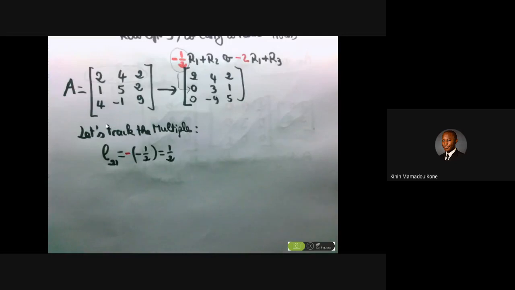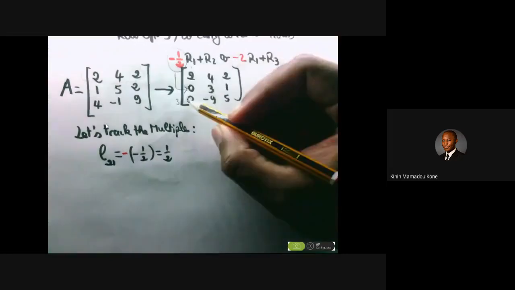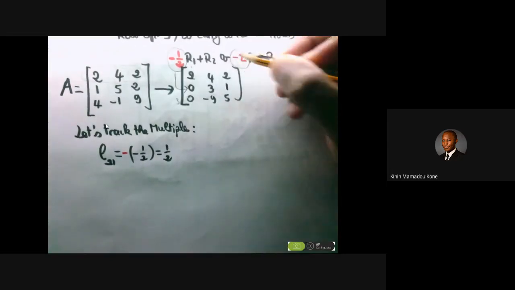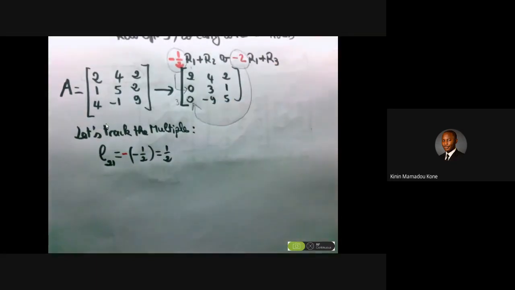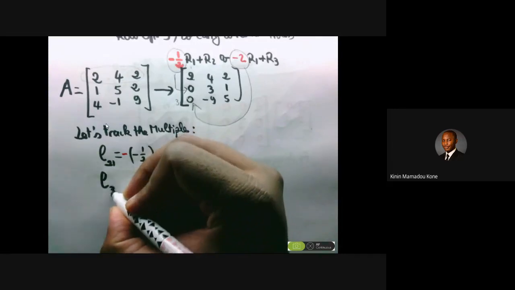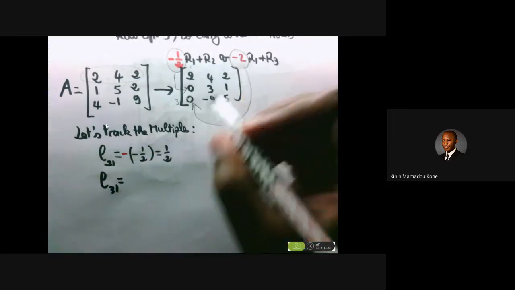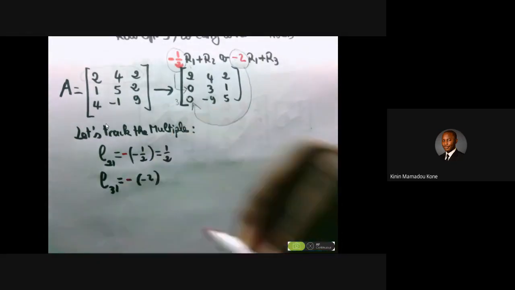Next, I've noticed that in order to cancel this entry over here, the entry is located in row 3, column 1, right? So to cancel that entry, I've used this coefficient, these multiples, and that multiple cancels the value that is here. So I'm going to name that multiple L, row 3, column 1, 3 1. It's actually negative, but I'm going to put it as a positive one here, and that's going to be equal to plus 2.